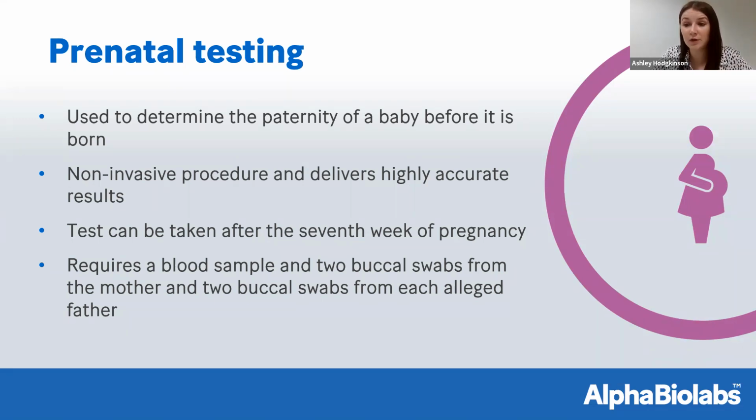This can be done from the 7th week of pregnancy, and it would involve a mouth swab from the mother and the potential father, and then also a blood sample from the mother as well. And that blood sample is where we would extract that child's DNA from in order to be able to compare it to the alleged fathers.